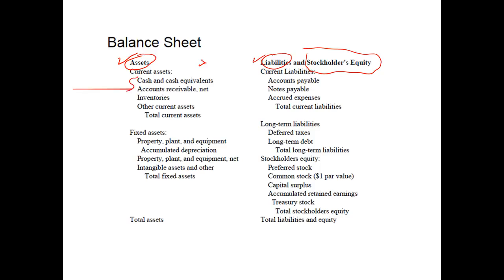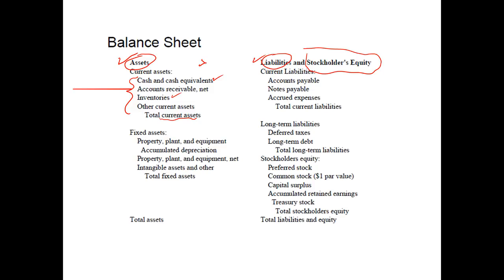So the things that companies own are divided up between things that are short term in nature, and these current assets are things that tend to get converted to cash within a year. So cash is obviously cash. Accounts receivable, that's money that I'm going to collect from my customers, hopefully within a year. Inventory, hopefully I sell within a year. And then other short term assets.